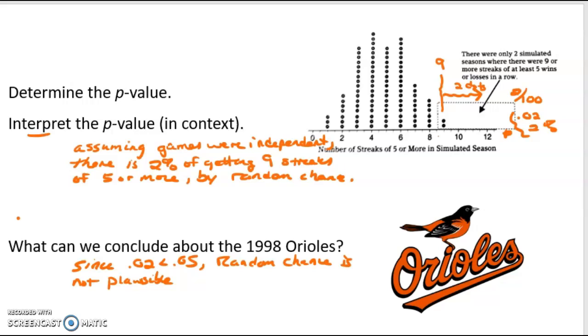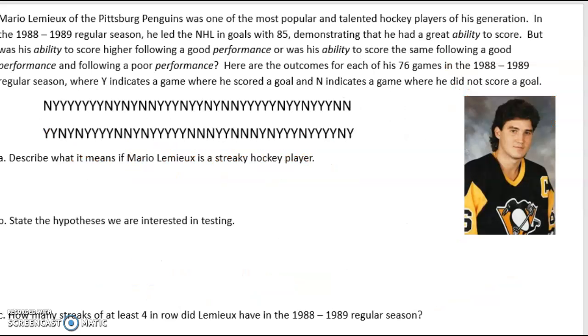Not a plausible explanation. And therefore, and here's where you choose which hypothesis you go for, since our p is 0.02, random chance is not possible. Therefore, you say the Orioles, and you go with the Ha, were a streaky team. Voila. All right, moving on. We go through more slides.